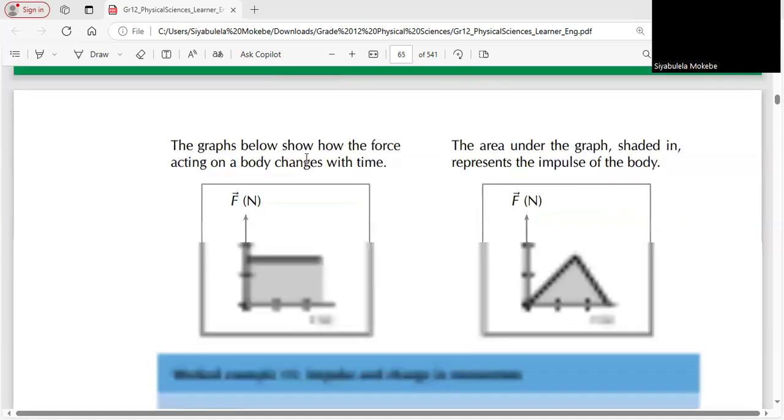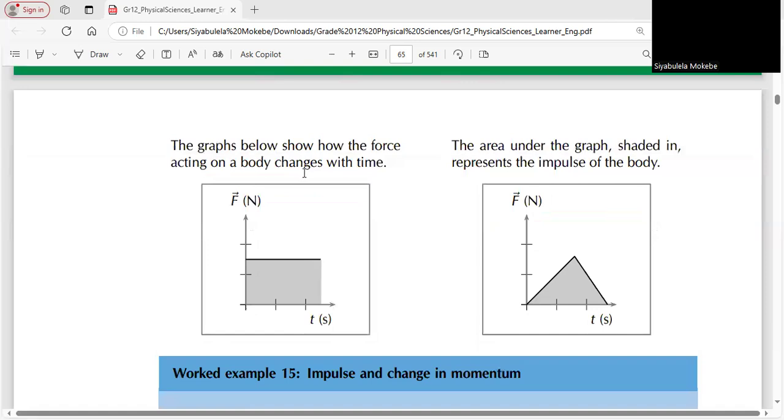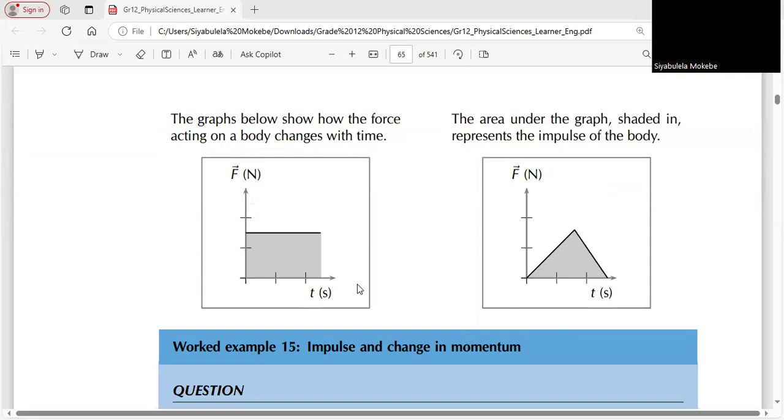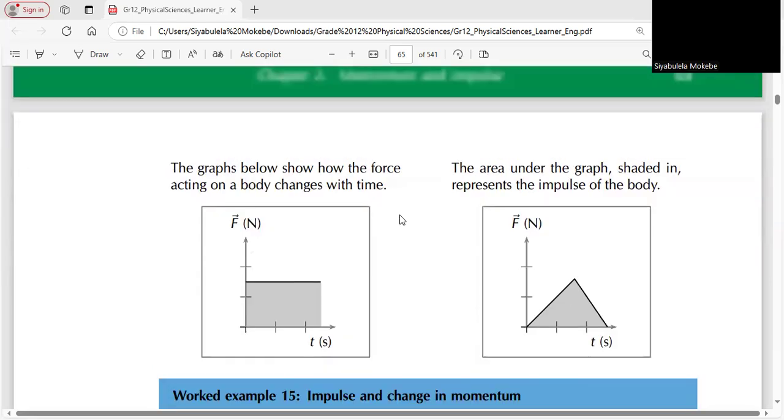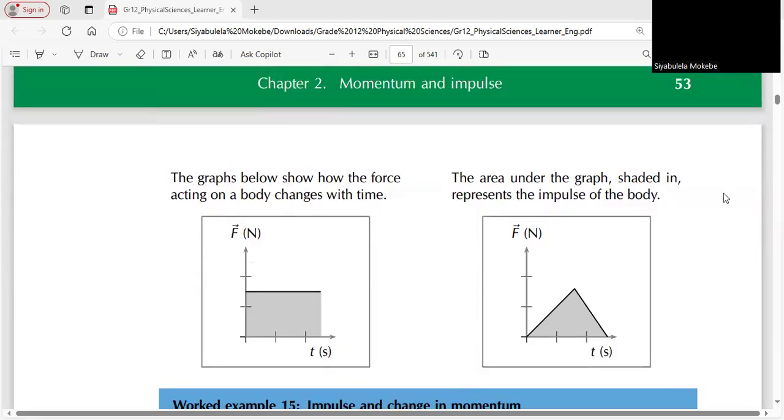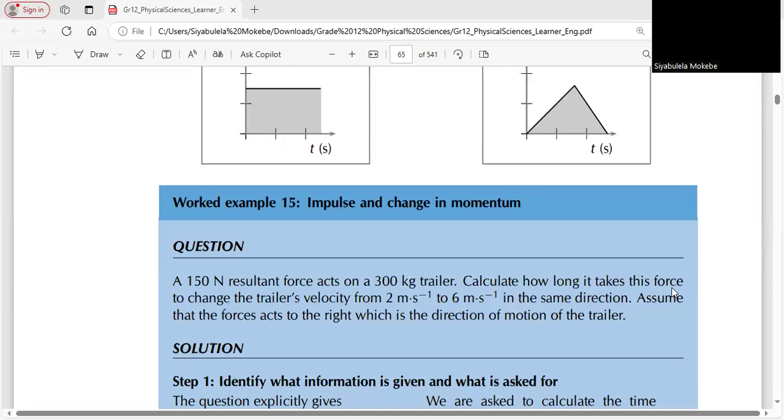The graphs below show how the force acting on a body changes with time. The area under the graph, shaded in, represents the impulse of the body. Now let's look at the worked example.